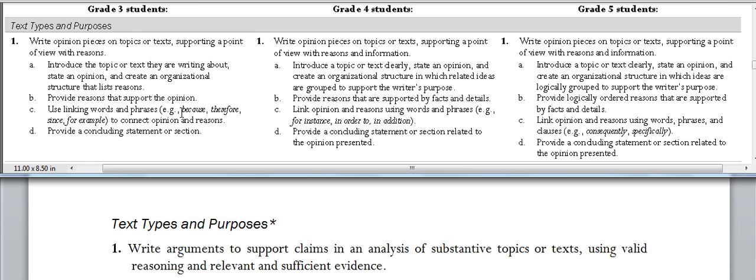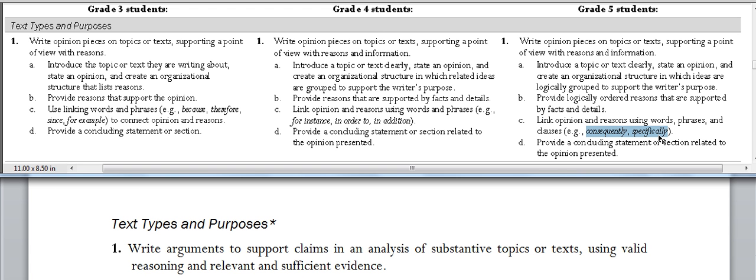C is showing you how the transitional word vocabulary that students have should be developing. In grade level 3, because, therefore, since, for example, should become a part of the student's vocabulary. In grade level 4, for instance, in order to, in addition. In grade level 5, consequently, specifically.